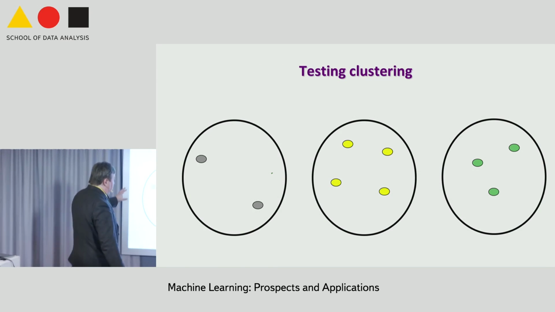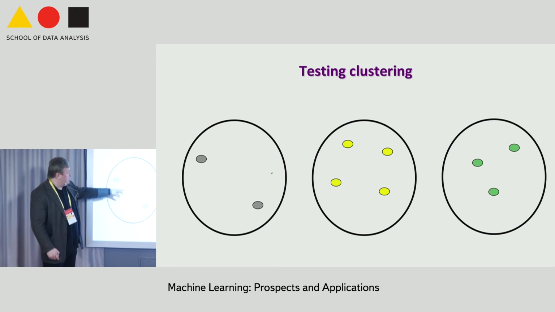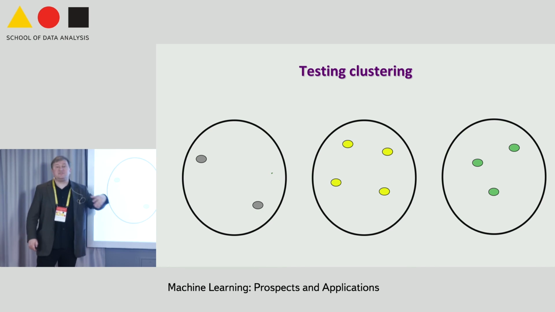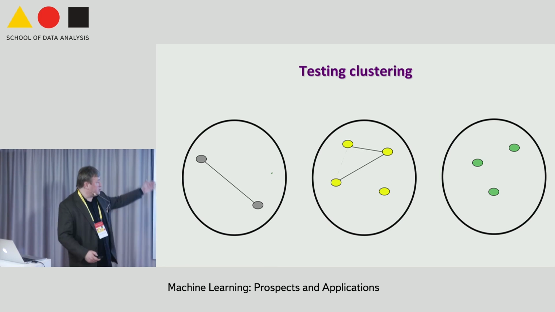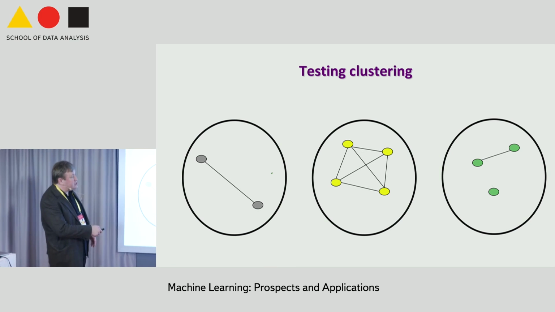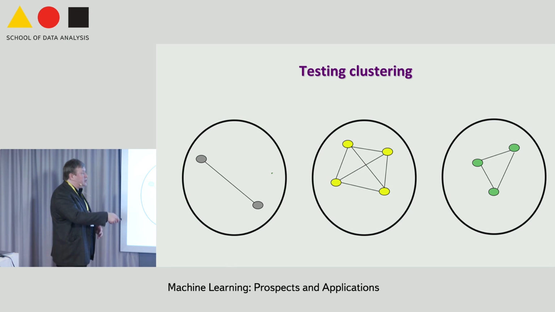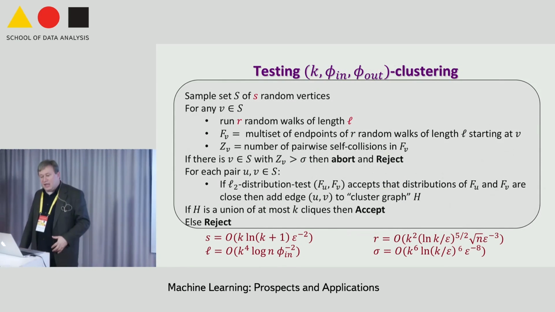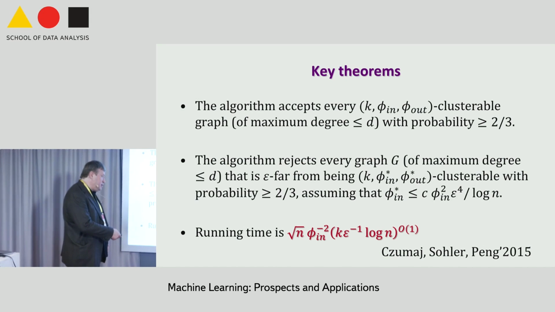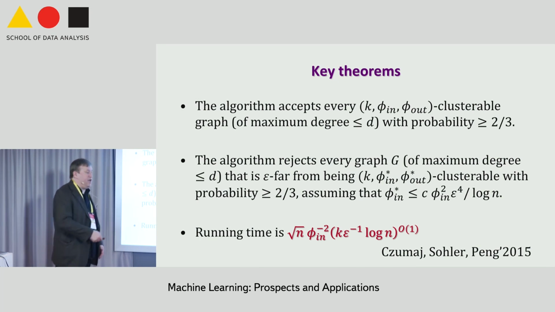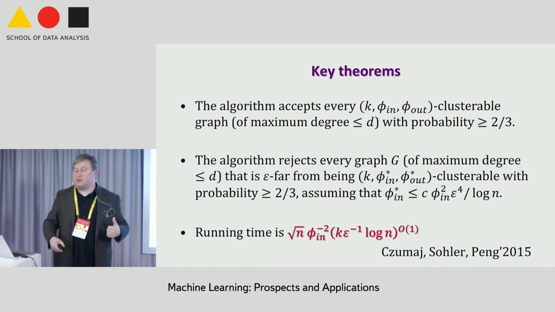So what does it mean? For example, this is our cluster structure. We start random walks here and there, and we see whether they have similar distributions of endpoints. If they do, we connect them by an edge. What we hope is that after this algorithm, we'll have a set of cliques here and there. And we can show that in time proportional to root of n, we can distinguish between such graphs and graphs which are not clusterable.